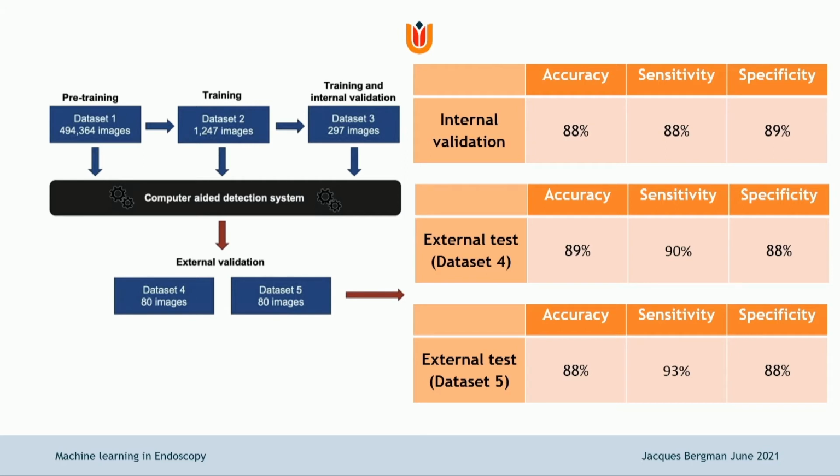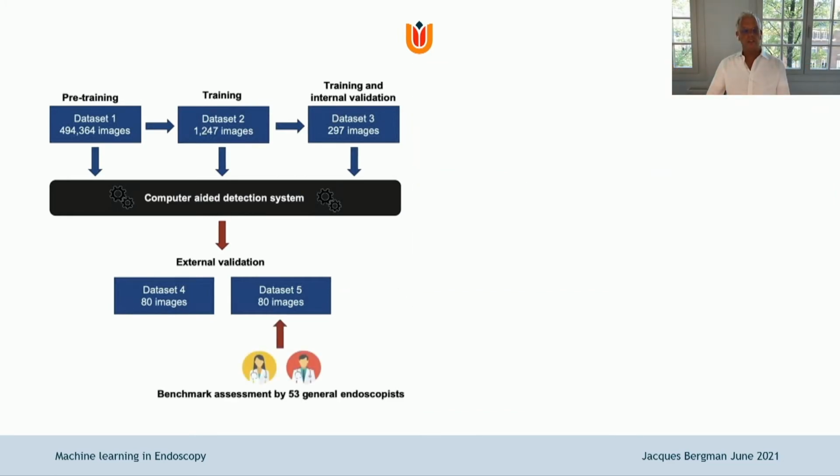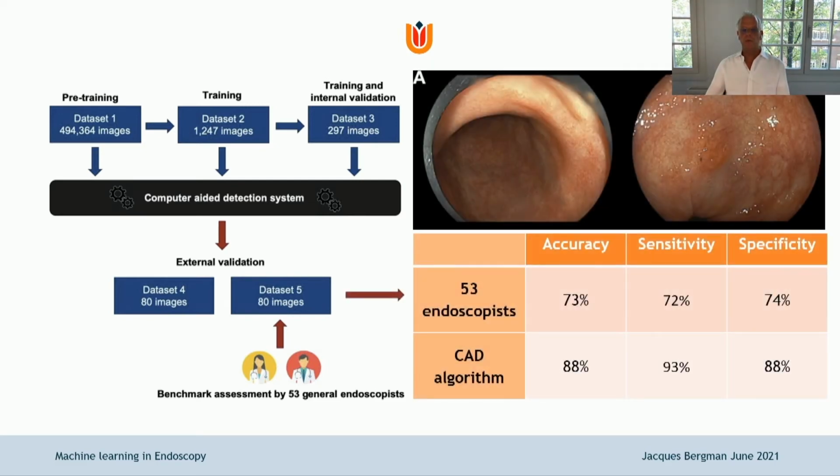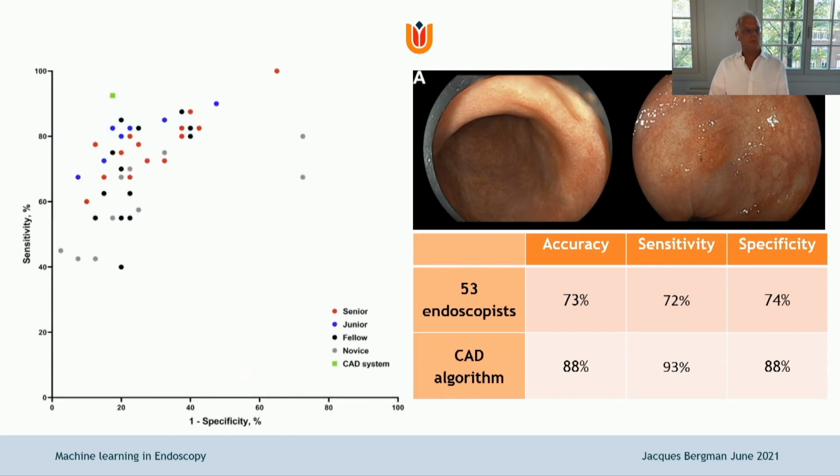But then we did not know how endoscopists would do. So what we did is that we had these 80 images be assessed on a web-based module by 53 general endoscopists. And what we found was that these 53 endoscopists had an average sensitivity of only 72%, whereas the algorithm clearly outperformed these endoscopists.